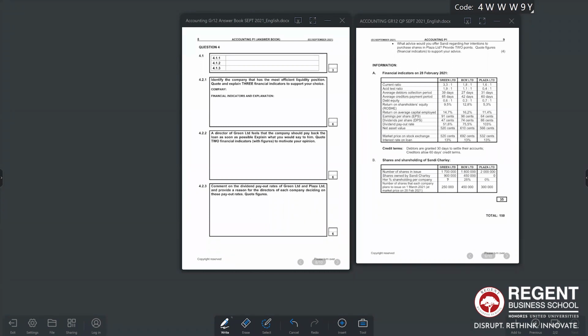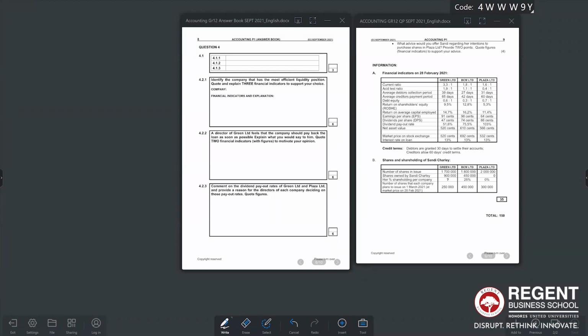The moment you see loan, two ratios come to mind: debt equity ratio and return on total capital employed, ROTCE. So now they tell you a director of Green Limited, so we're looking at Green specifically, says you should pay back the loan as soon as possible. Explain what you would say to him, and quote the ratios, financial indicators.